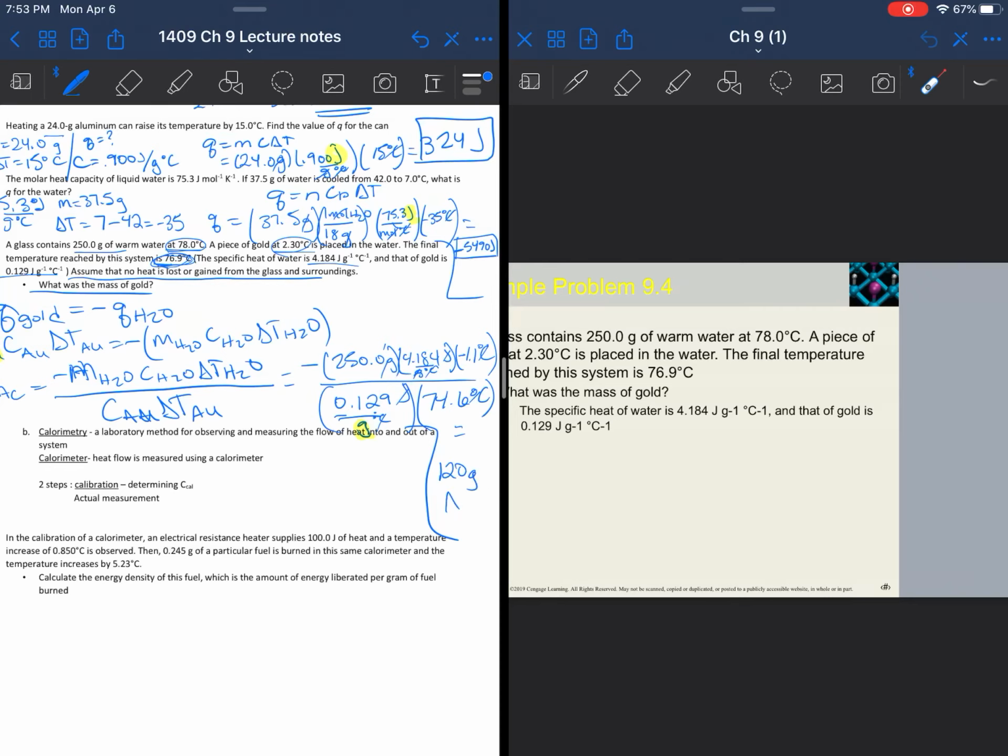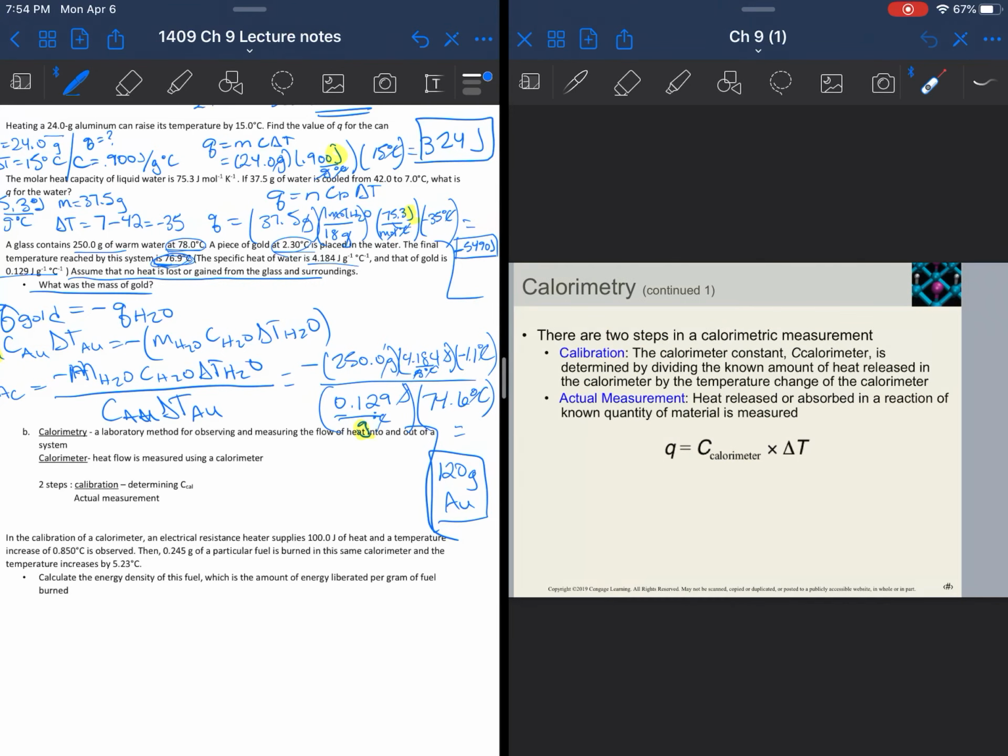So we're going to just continue on our notes down here. And this is equal to 120 grams of gold. With keeping track of significant figures here, I'm sure. But this is our final answer. So this is how we could use calorimetry to solve for mass, right? When we've got both the system and the surroundings, it's a little bit more complex, but it's still just plugging and chugging at the end of the day.